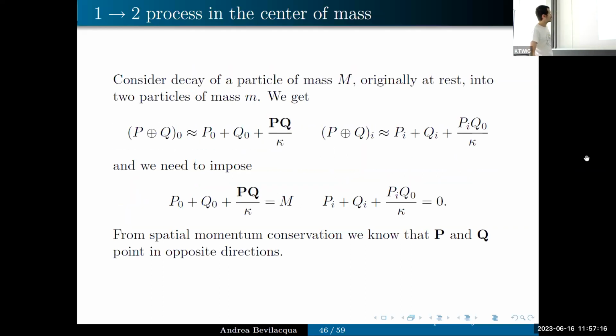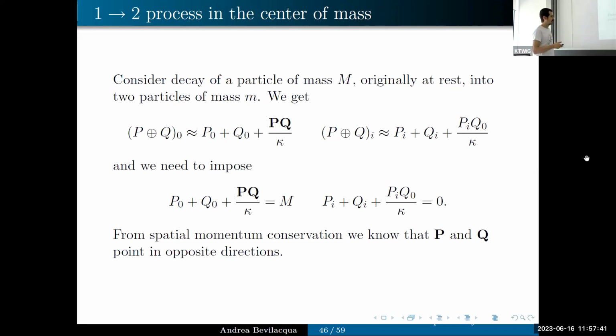So this is what we do. Consider a decay of a particle of mass big M, originated at rest, into two particles of mass small m. Now, from the conservation of energy at first order in 1 over kappa and momenta at first order in 1 over kappa, these are the relations that we have. And by conservation of energy, we need to impose that this is equal to M. And by conservation of momentum, this should be 0.